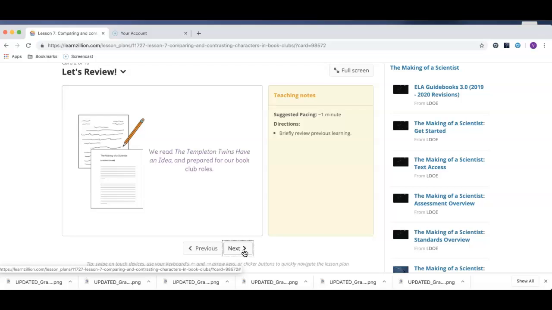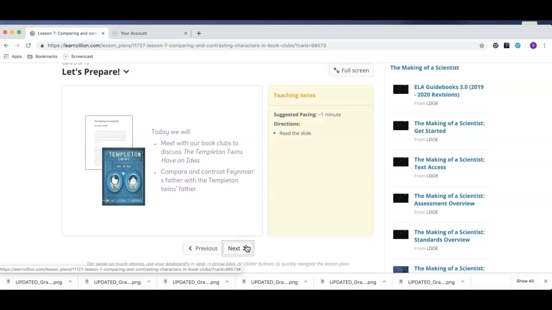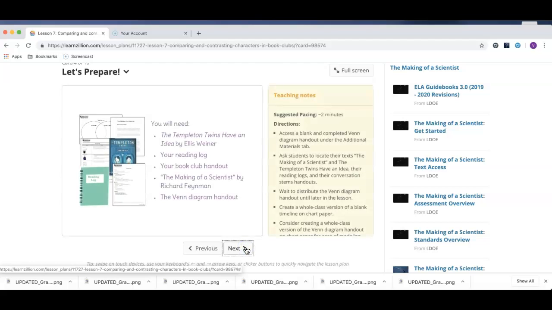We read The Templeton Twins Have an Idea and prepared for our book club roles. We only read chapters 1 to 3. Today we will meet with our book clubs to discuss The Templeton Twins Have an Idea, compare and contrast Feynman's father with the Templeton Twins' father. This is a list of what you will need.